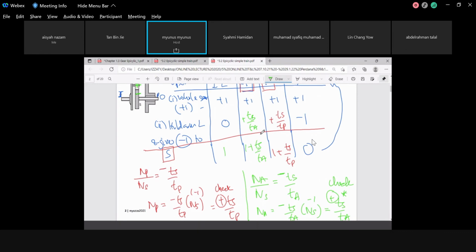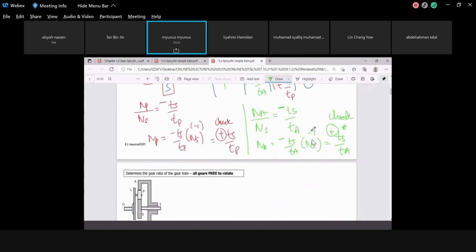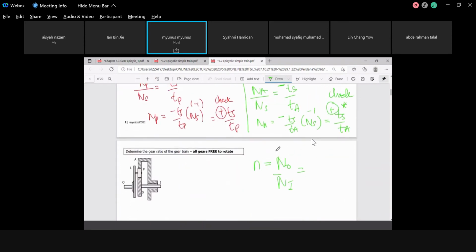Okay. Now, look at it very carefully. What does the question ask us to define just now? Gear ratio is basically NO by NI. O is this one, I is this one. So you will not get anything if you do not follow the instruction. So O by 1, what do you have? O by 1 is 0. You understand me or not, class? Yes or no? Yeah.